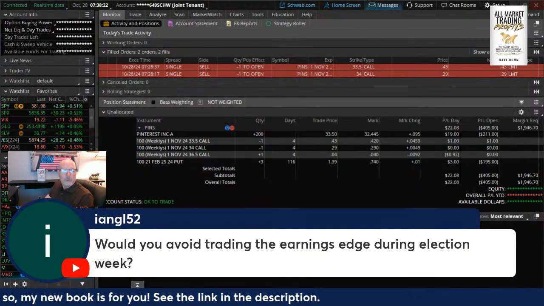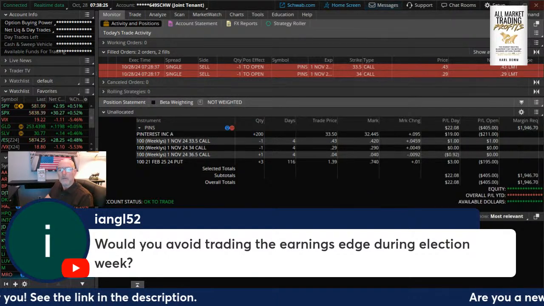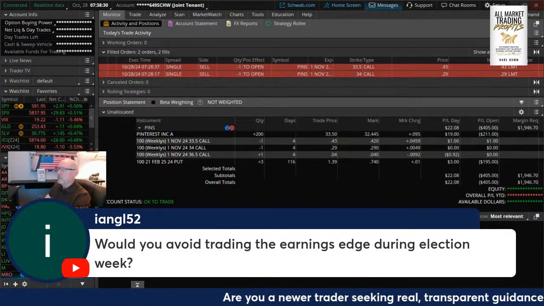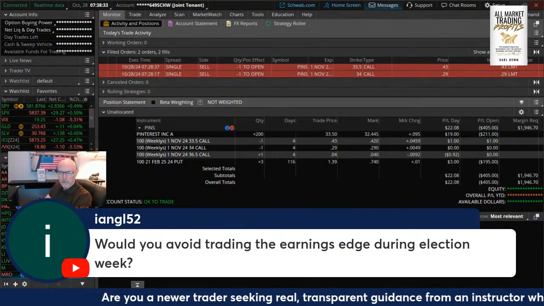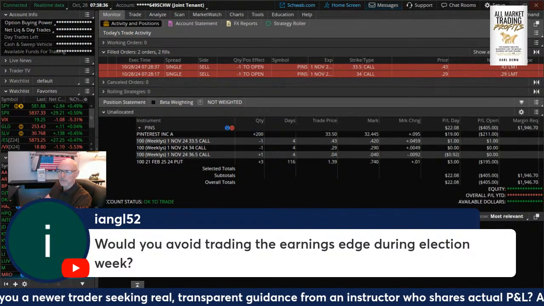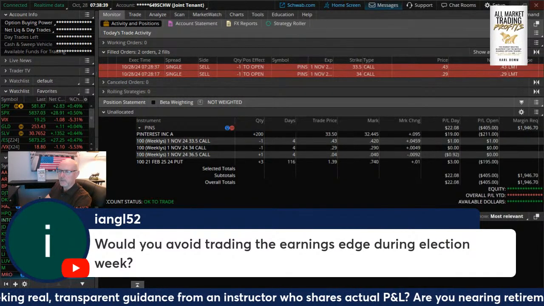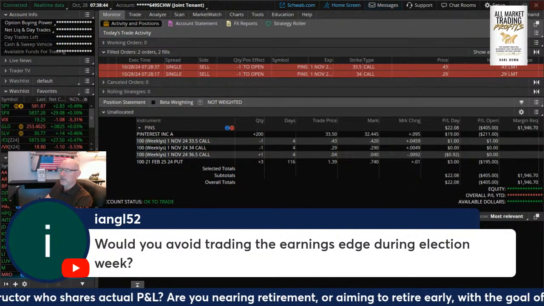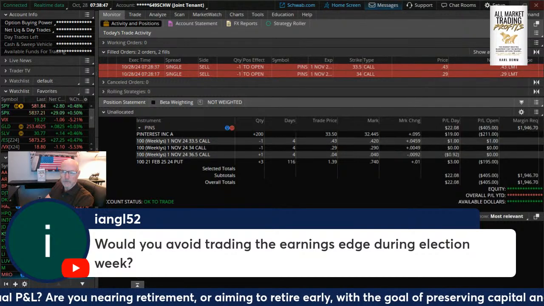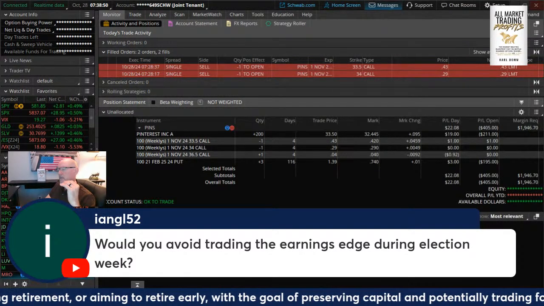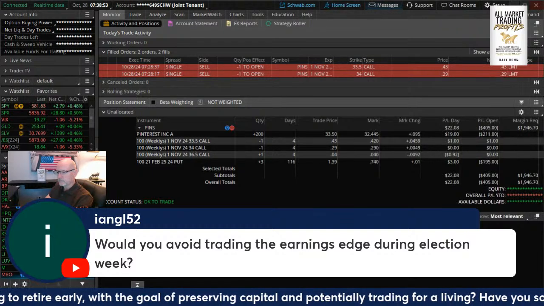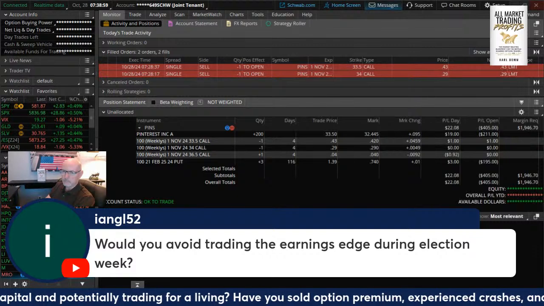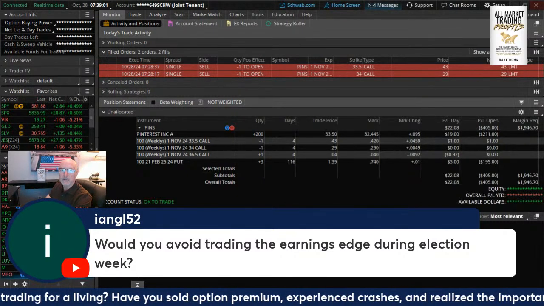Ian, would you avoid trading the earnings edge during election week? That is possible, because I don't like buying. When you're trading the earnings edge, you're basically buying premium, though you are selling premium against it to cover the cost of buying that premium. When the August 5th crash happened, it was on a Monday, and I didn't trade the earnings edge because the possibility of the volatility being up and then falling could really hurt the trade. So yes, sometimes I do take the current volatility regime into account with the earnings edge.